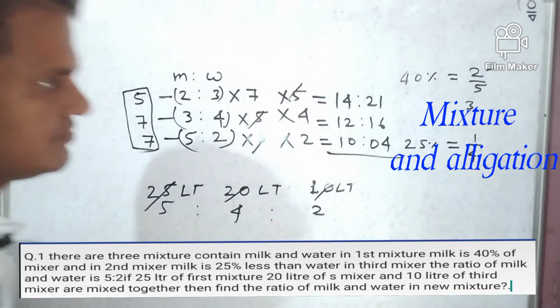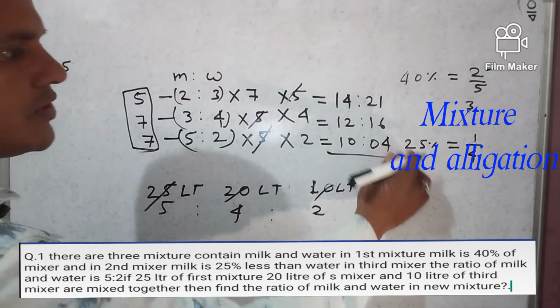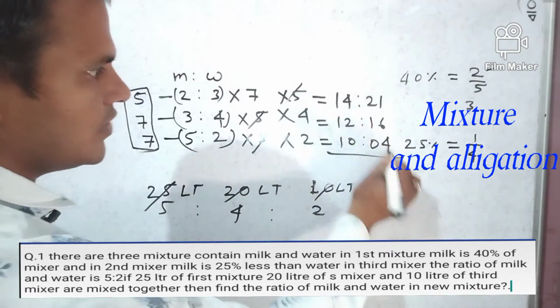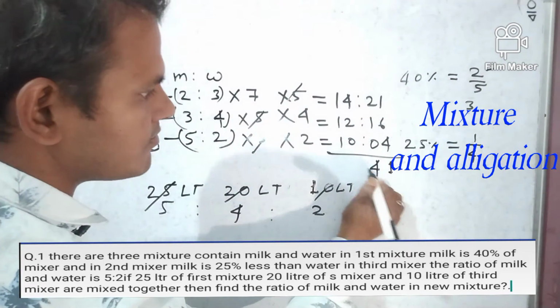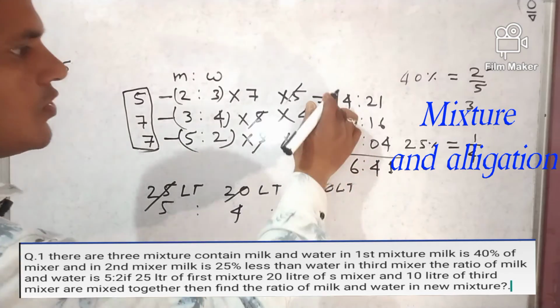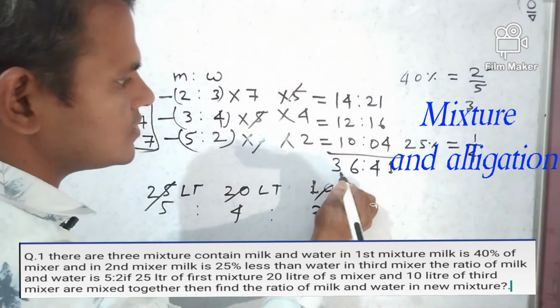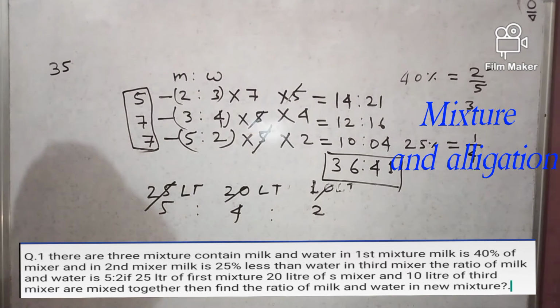Now add them. 21 plus 16 plus 4 is 41. 14 plus 12 plus 10 is 36. So the new ratio is 36:41. It means option B is the correct answer.